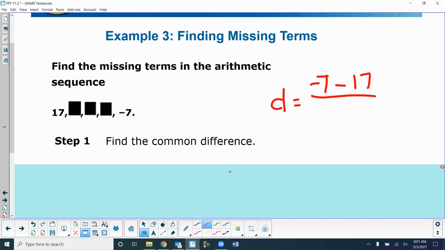All right, so which term is this negative 7? Nate? Very good, you're so smart. Fifth term, right? First, second, third, fourth, fifth. Minus first. That's the quickest, easiest way to figure out the common difference. Okay? So that's a negative, what? 24?